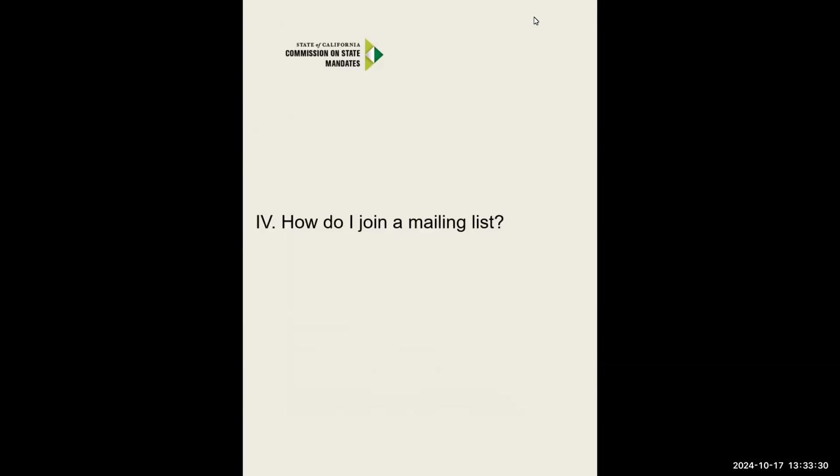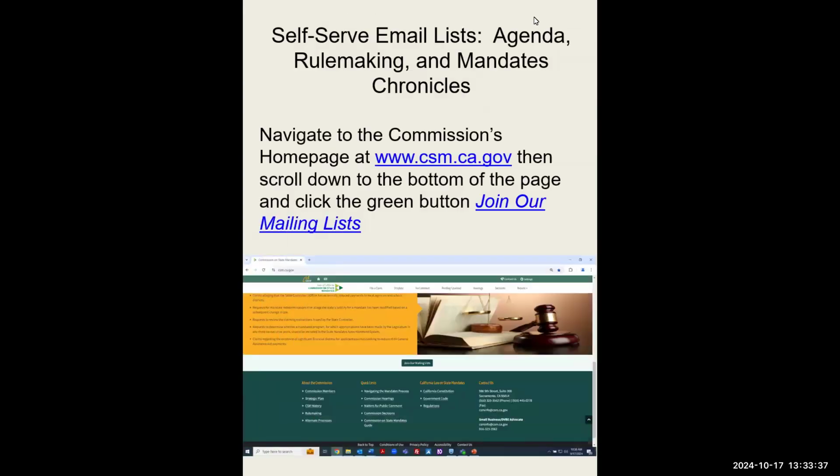Let's move to another question we frequently receive. How do I join a mailing list? Self-serve email lists: agenda, rulemaking, and mandates chronicles. Navigate to the Commission's homepage at www.csm.ca.gov. Then scroll down near the bottom of the page in the center and click on the green button, Join Our Mailing Lists.